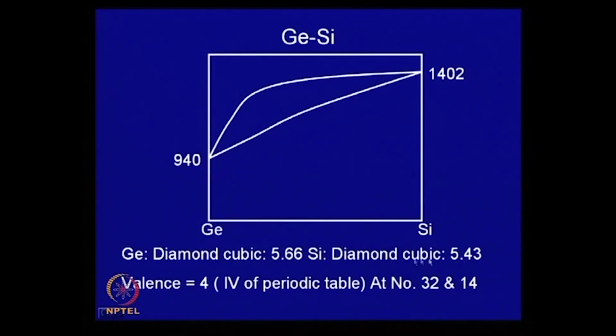So, the diamond cubic structure is 5.66 for germanium, and for silicon it has 5.43 angstrom. Both belong to group 4 of the periodic table and their atomic numbers are 32 and 14, and in fact, their electronegativity is also not very much different. So, that is why you get this kind of unlimited solubility.